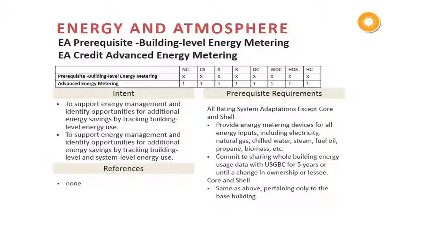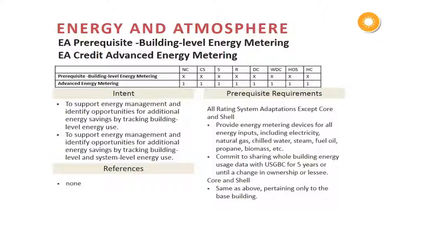Here we have our third prerequisite paired with its companion credit. Now the prerequisite is building level energy metering, where the intent is to support energy management and identify opportunities for additional energy savings by tracking building level energy use. The credit intent is quite similar, and that corresponds with the advanced energy metering credit. Now there are 2 types of projects that are addressed by this credit. First of all, we have core and shell, and then we have everything else.